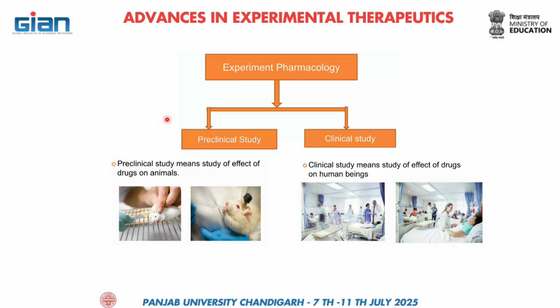So basically, experimental pharmacology is the preclinical study. It helps you understand ADME, which stands for absorption, distribution, metabolism, and excretion, how it happens in various models. And clinical pharmacology is how it is done inside the clinic, how the drug will behave, how whatever the candidates will behave.